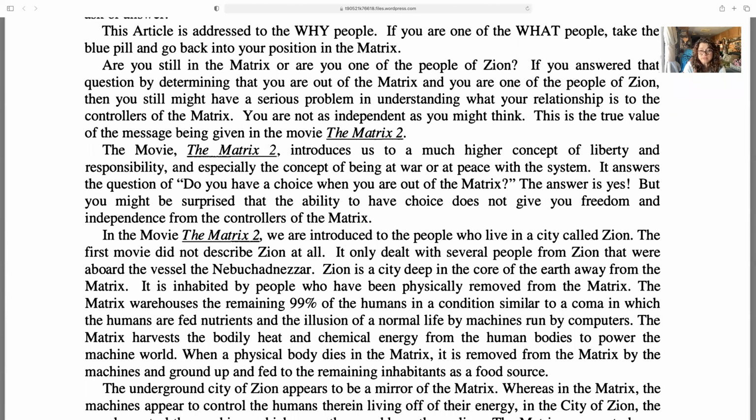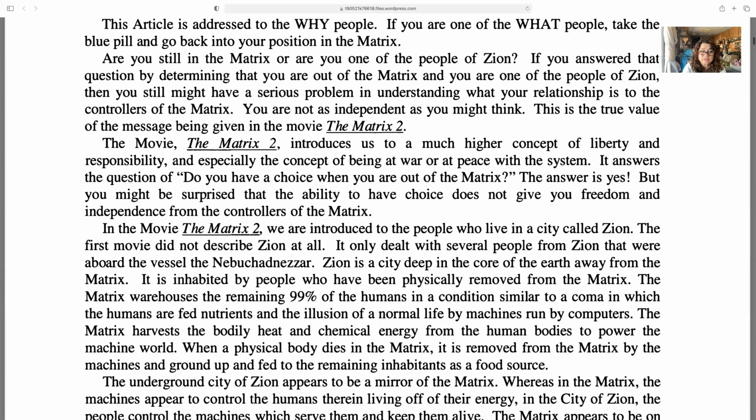Do you have a choice when you are out of the matrix? The answer is yes. But you might be surprised that the ability to have choice does not give you freedom and independence from the controllers of the matrix.